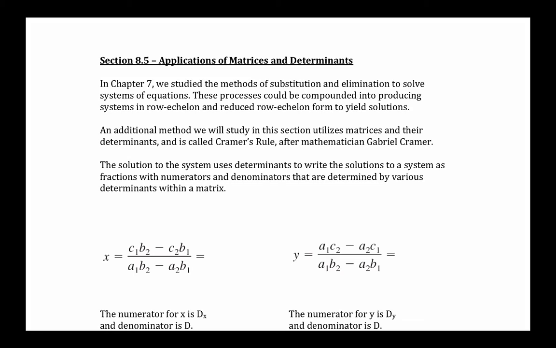An additional method we will study in this section utilizes matrices and their determinants, and it's called Cramer's rule, named after mathematician Gabriel Cramer. The solution to the system uses determinants to write the solutions as fractions with numerators and denominators that are determined by various determinants within a matrix. Holy cow, that's a lot of words. Let's talk about what that means.